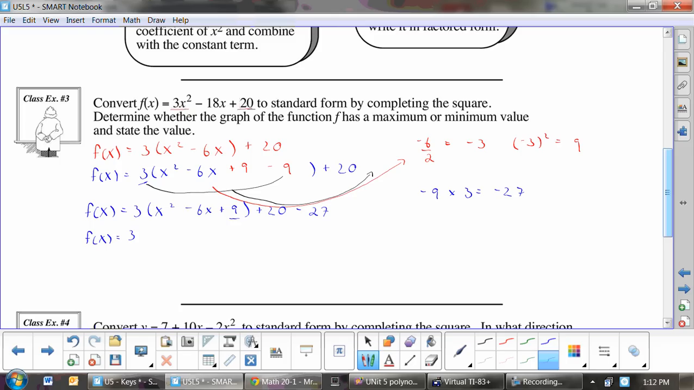Okay? So this is now something that we can factor into perfect squares. So what is our factors?